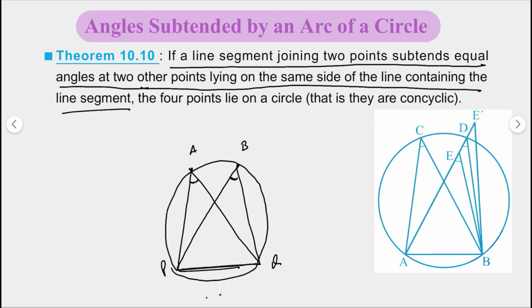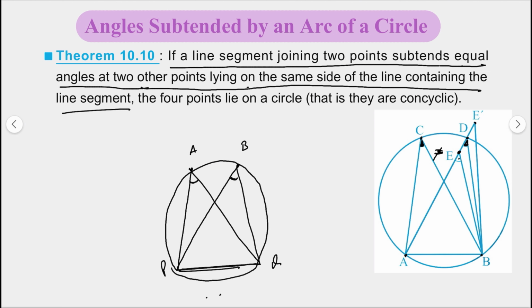Okay, so it says if a line segment joining 2 points subtends equal angles at the two other points lying on the same side of the line containing the line segment, the 4 points lie on a circle. Okay, if these two angles are equal, then these 4 points A, B, C, D must be lying on a circle. And if these two angles are not equal, so if we take points C and E, you can clearly see the angles at C and E are not equal. Okay, that means C and E are not lying on the circle.